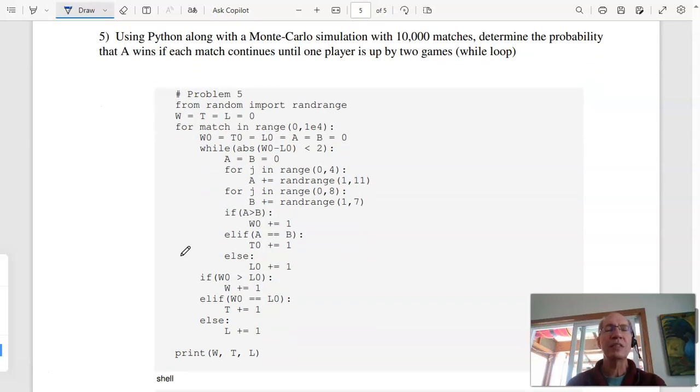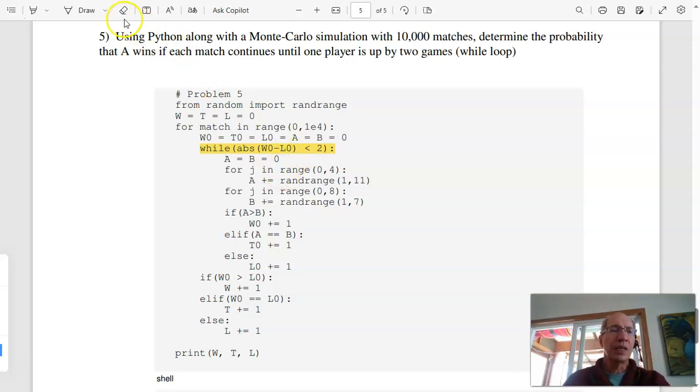The last problem is, instead of a match being best of 5 games, suppose a match was win by 2. The difference between problem 5 and 4 is right here. If I make that a for loop, it plays a fixed number of games, like 5 games. A while loop is an indefinite number of games. Keep on playing until the condition fails. So as long as nobody is up by 2 games, you keep on playing.